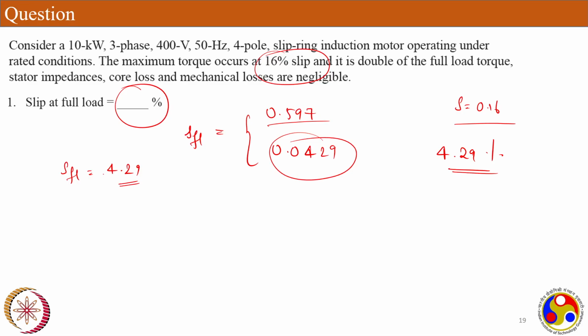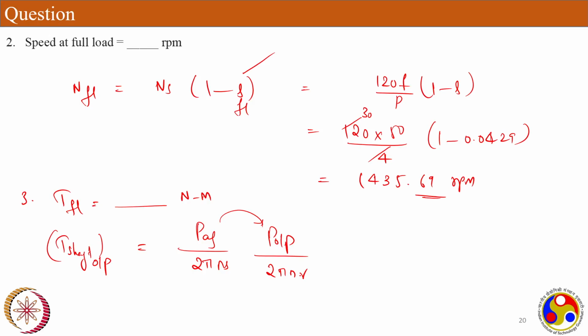Okay. There is another problem here which I want to also discuss: the full load torque in Newton meter. To calculate the full load torque, which is the shaft output torque, if you know the air gap power you can easily calculate it. Usually the formula we know is PAG by 2 pi NS. But if you don't know this air gap power, you can also calculate it as P output, gross mechanical, divided by 2 pi NR. That is also a formula, because you know the P output. It's a 10 kilowatt machine in the problem.